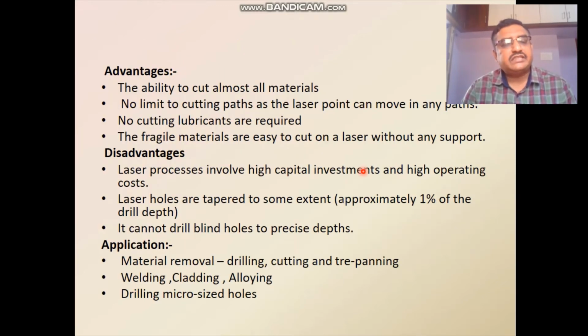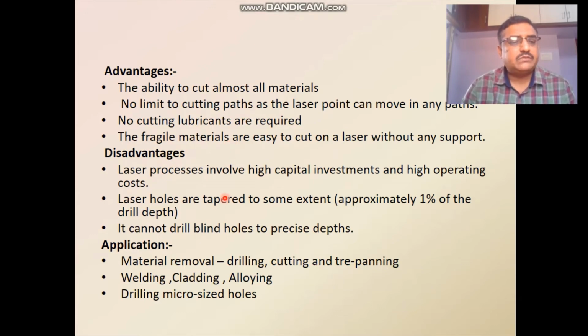Again, there are some advantages, disadvantages and applications of this LBM process. First, the ability to cut all materials, conducting, non-conducting or any type of material can be cut by this LBM process. There is no limitation on cutting path. The laser beam point can be moved by CNC, so any profile can be cut by the laser beam. No lubricants are required, any fragile material can be easily cut, and there is no need to support or hold such thin sheets, so those can also be cut by LBM.